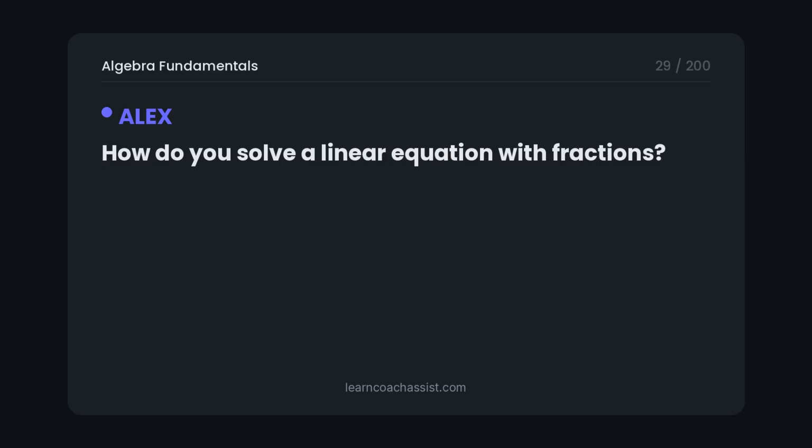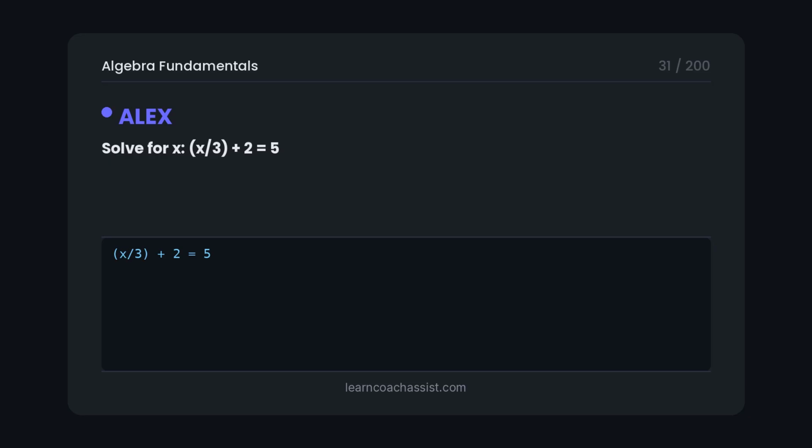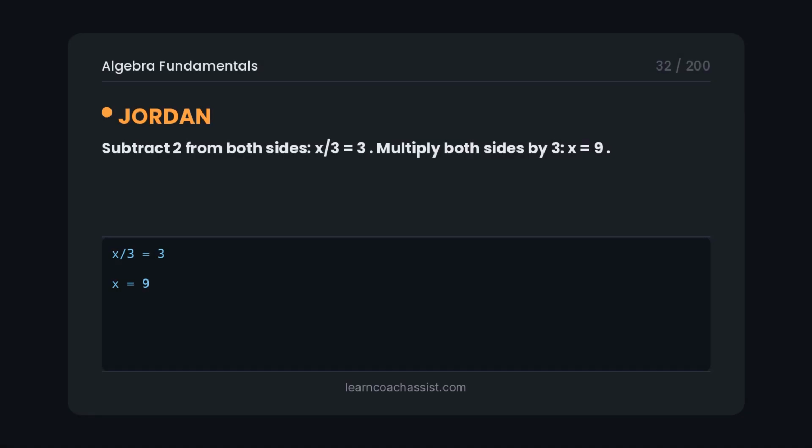How do you solve a linear equation with fractions? Multiply every term by the least common denominator, LCD, to clear all fractions, then solve the resulting equation using standard methods. Solve for x: x/3 + 2 = 5. Subtract 2 from both sides: x/3 = 3. Multiply both sides by 3: x = 9.